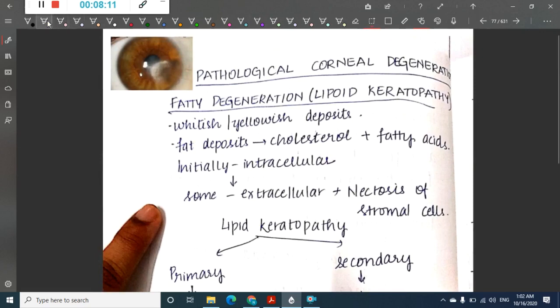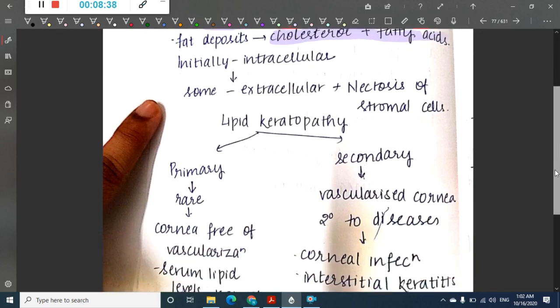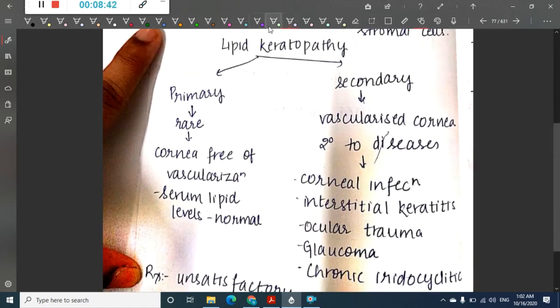Then we have pathological corneal degenerations, which include, first, fatty degeneration or lipoid keratopathy. Here you see mainly whitish or yellowish deposits on the cornea, which consist of cholesterol and fatty acid. These are initially intracellular, followed sometimes by extracellular deposits or necrosis of stromal cells. In this lipid keratopathy we have two types.